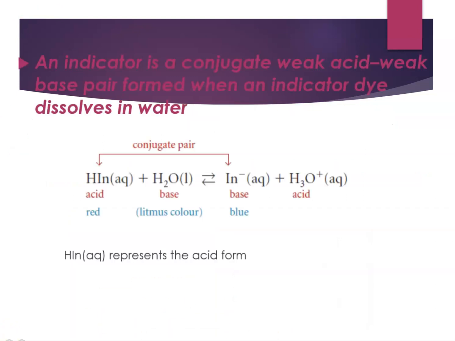This equilibrium equation and Le Chatelier's principle can be used to explain how indicators work. HIn is used to represent the acidic form of the indicator, and In- is used to represent the basic form. You're going to notice that the acidic form usually has an H, and the basic form has a negative charge. What do you expect would happen if additional hydronium ions were added to this equation?